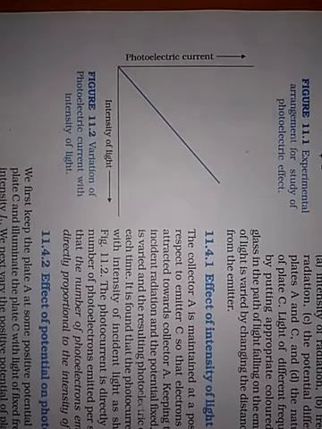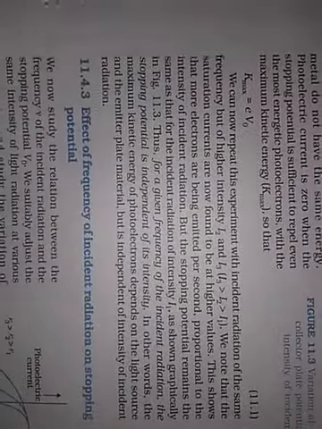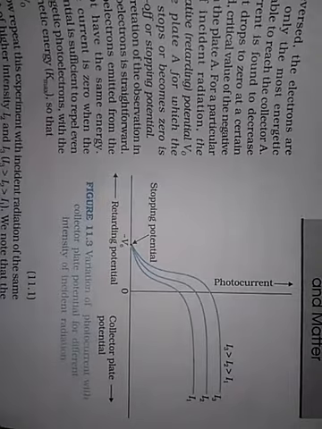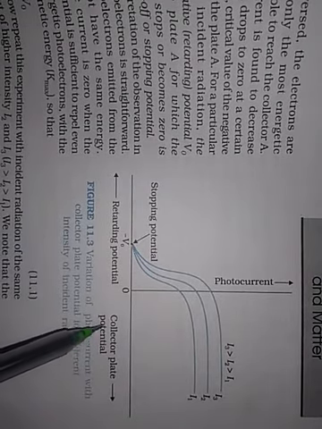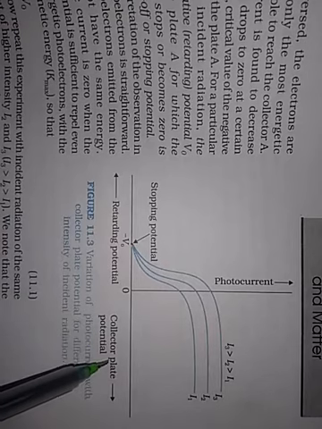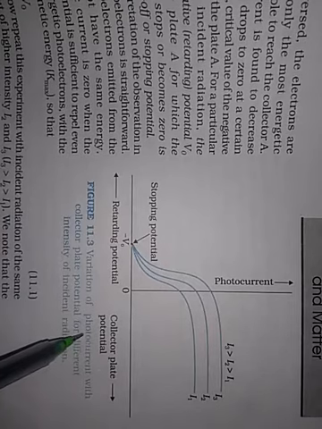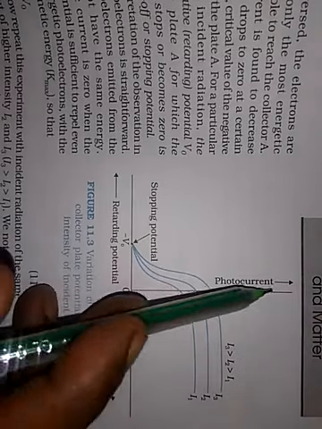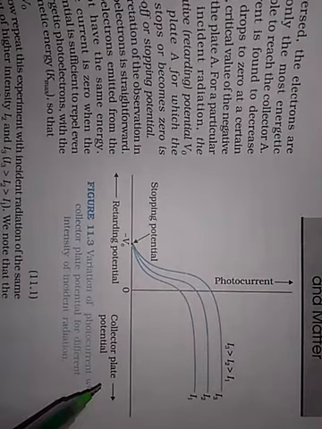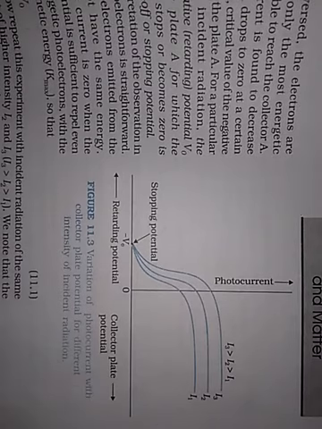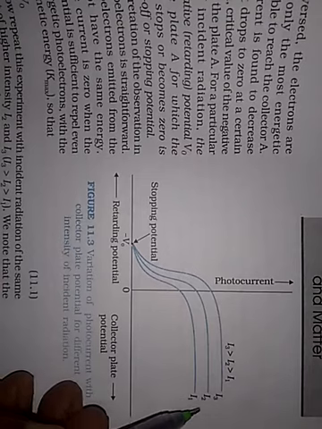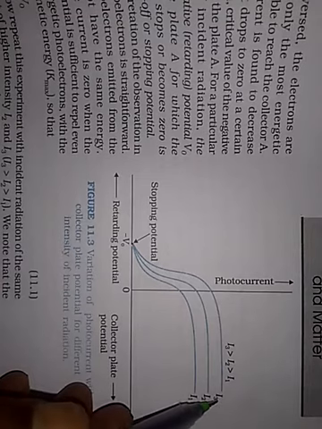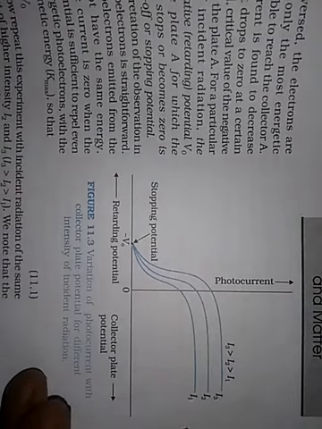The second one is, this graph is about the collector plate potential. If I say collector plate, it is the anode potential and the photocurrent. What is the relation? So here what we do is, this is for intensity 1, intensity 2 and intensity 3 of light. So we are dealing with 3 different cases.